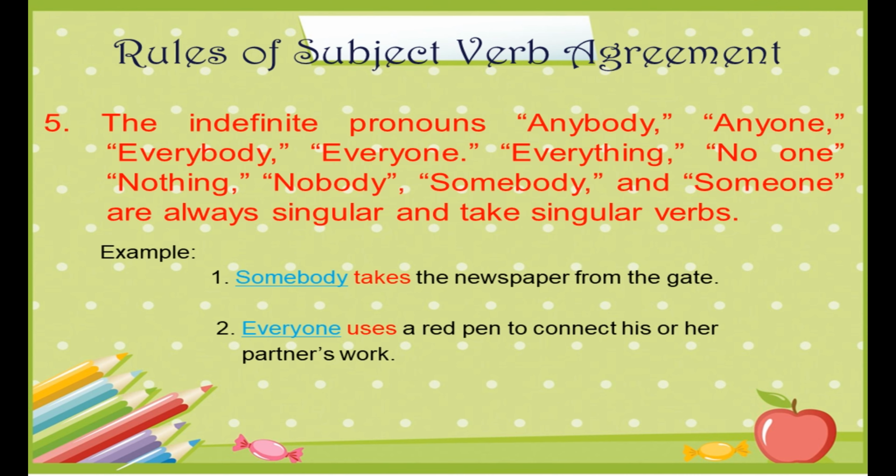Rule number 5. The indefinite pronouns anybody, anyone, everybody, everyone, everything, no one, nothing, nobody, somebody, and someone are always singular and take singular verbs. Example: somebody takes the newspaper from the gate. Everyone uses a red pen to correct his or her partner's work.